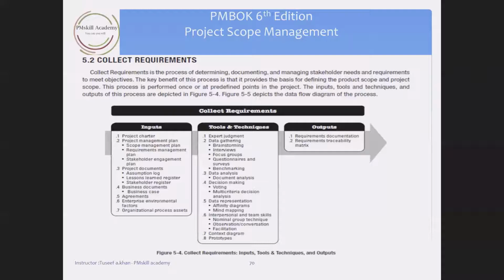And as you know, enterprise environmental factors and organizational process assets will be inputs to Collect Requirements. There are many enterprise environmental factors that can affect your requirements, like organizational culture, infrastructure, and marketplace conditions. And in OPAs, there are many policies and procedures from the company and your organization, which you have to follow.